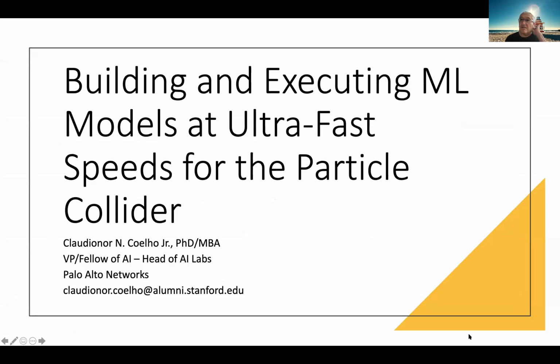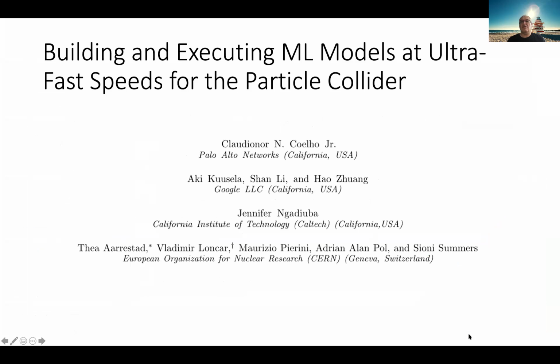So good morning. Today I'm going to present building and executing ML models at ultra-fast speeds for the particle collider. I'm Claudionor Coelho, and I'm VP Fellow of AI and Head of AI Labs at Palo Alto Networks. First of all, I would like to acknowledge the several people who have worked on this project, namely the group at Google, where I used to work, and the group at CERN, with whom this project was developed.